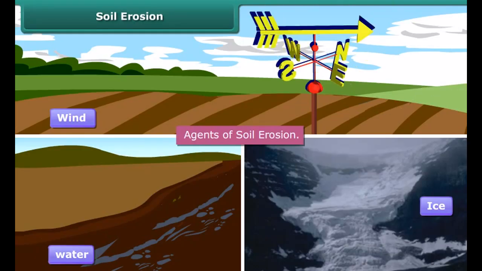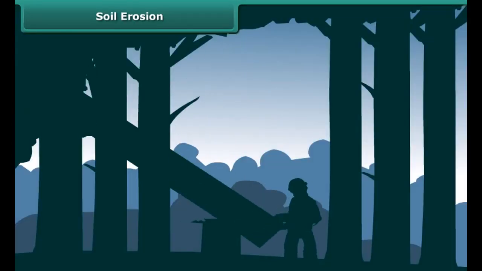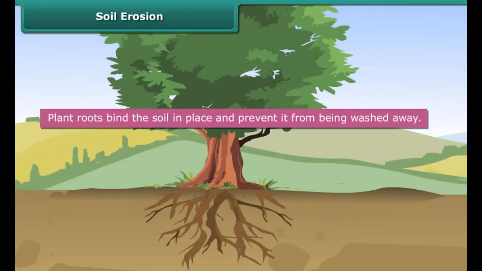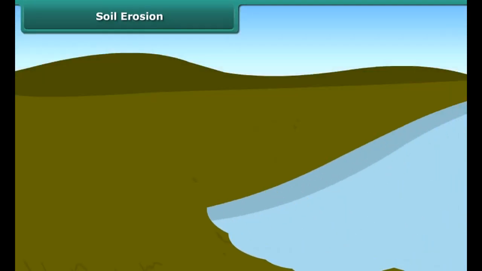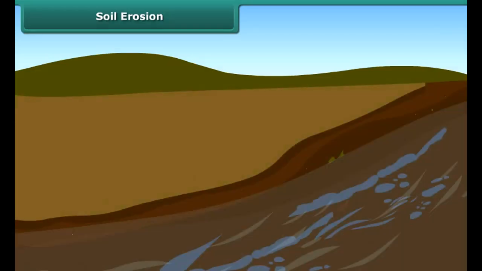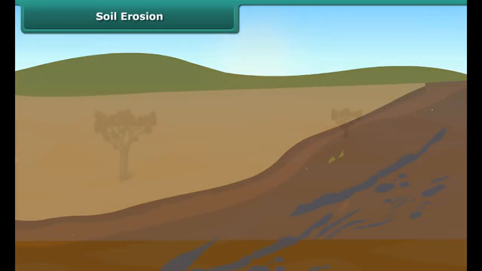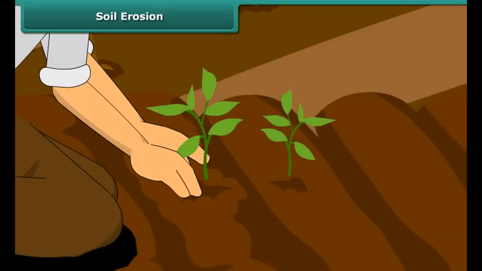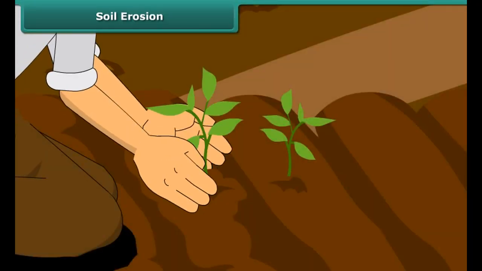Apart from natural agents, human activities like cutting down the trees also causes soil erosion. But how? Plant roots bind the soil in place and prevent it from being washed away. So, if there will be no trees, floods will occur which will leach the soil nutrients, and eventually the land will become barren, which cannot be used for vegetation. Therefore, more trees should be planted in order to prevent soil erosion.